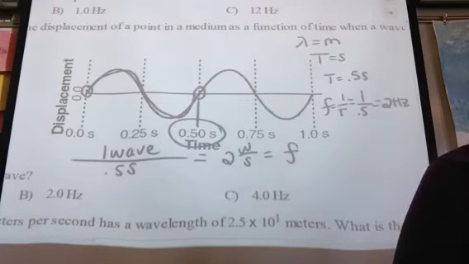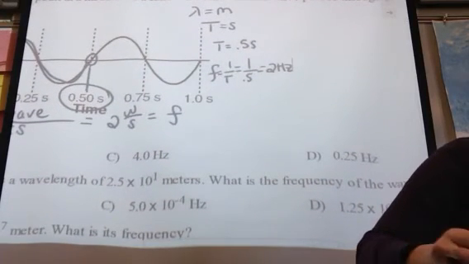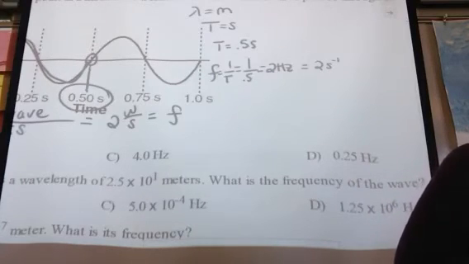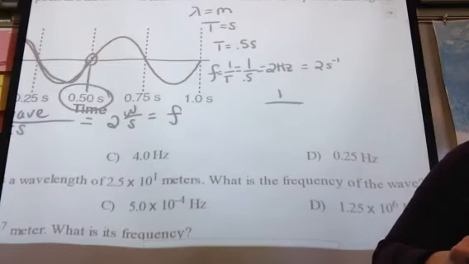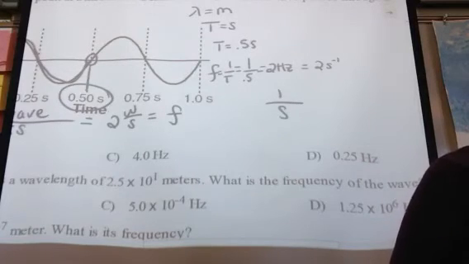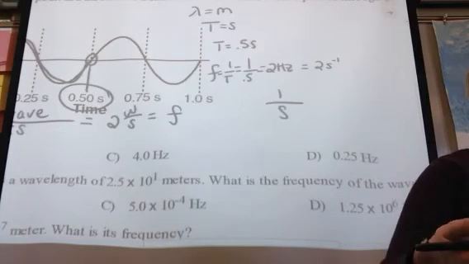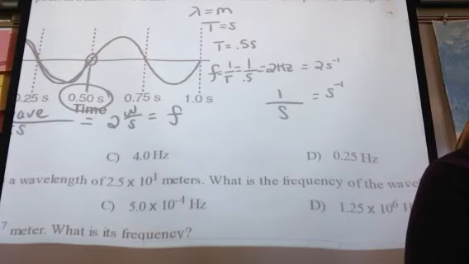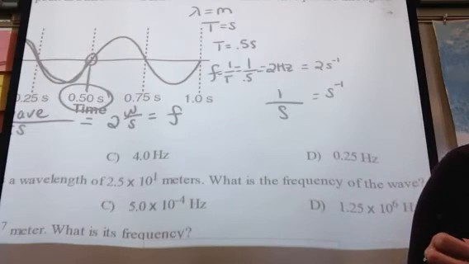The units for frequency are hertz. Hertz is also equal to the reciprocal of seconds, or 1 over seconds. But if you're familiar with exponents, you know that a negative exponent means that you flip it to the bottom. So 1 over s is also equal to s to the negative 1. Does that make sense? Okay. So that gives us wavelength, period, and frequency.